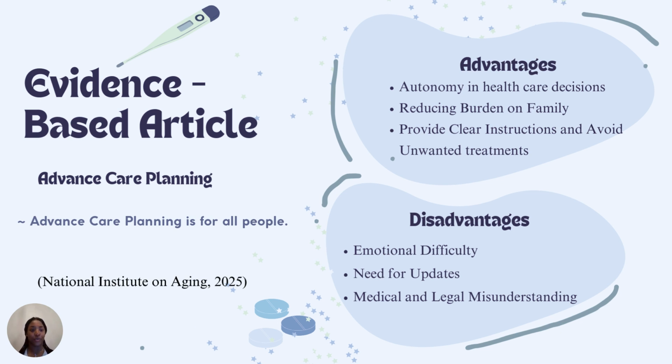Evidence based article. Advanced care planning. Advanced care planning is for all people. It's not just for a person that's receiving treatment for a terminal illness or has pre-existing conditions. It is for everyone. This can be planned way in advance, like 20 years in advance, or even planned now. It just all depends on the patient's preferences.